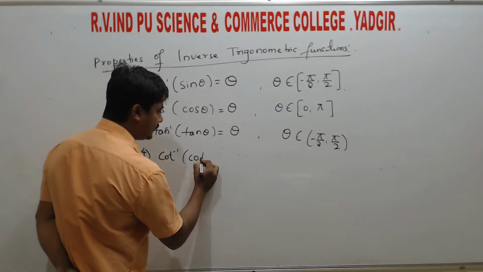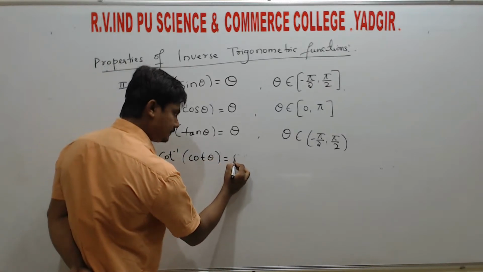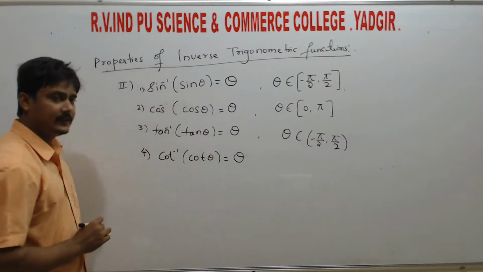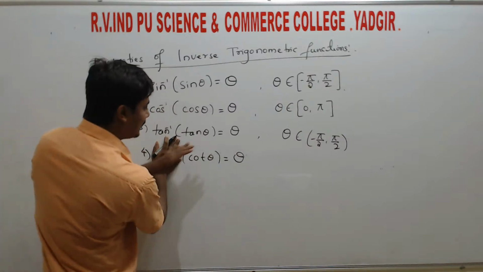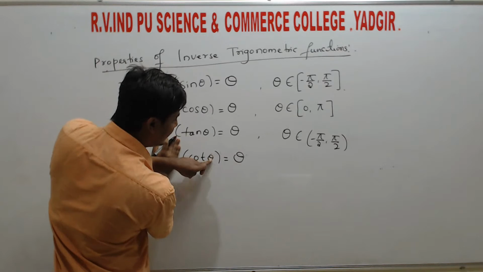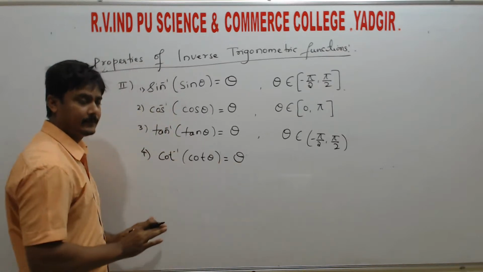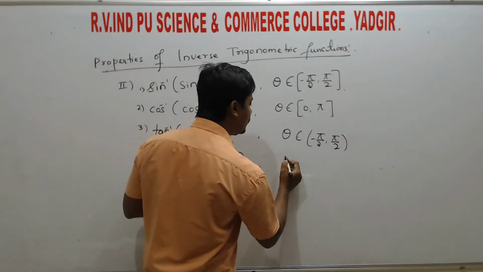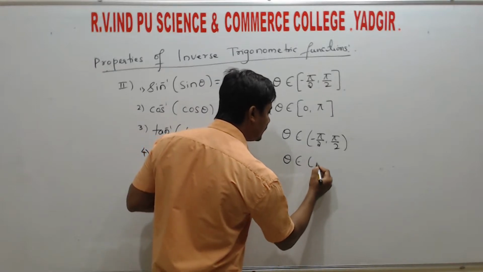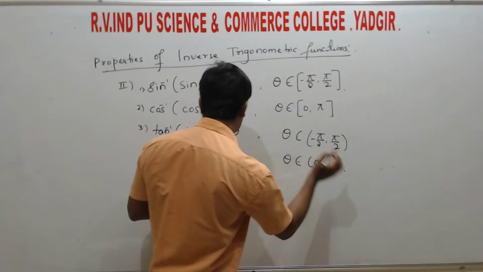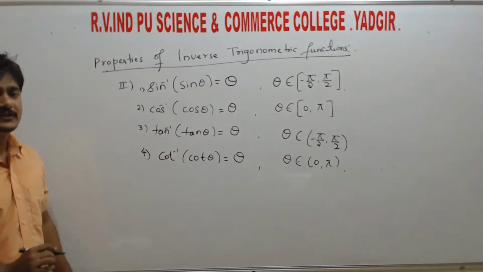Cot inverse of cot theta is equal to what? Theta. How to remember it? Cot inverse and cot will cancel out. Directly we get theta as its answer. And this result holds good if theta lies within the principal value branch of inverse cotangent function.